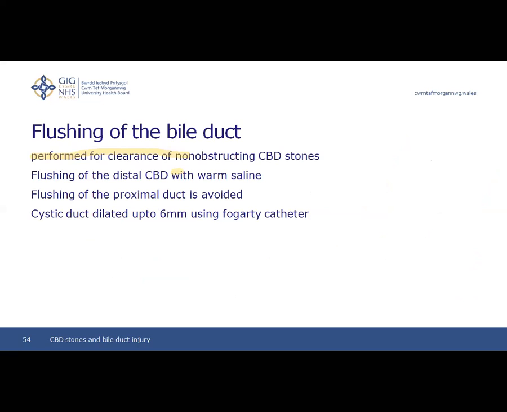And the flushing is always done with warm saline, and I'm not sure why the warm saline is used. They can use intraoperative glucagon to relax the sphincter of Oddi during the flushing of the common bile duct. And the cystic duct can be dilated up to 6 mm using a Fogarty catheter.